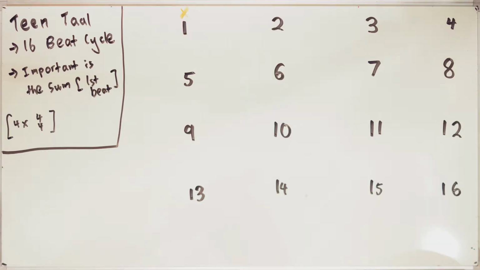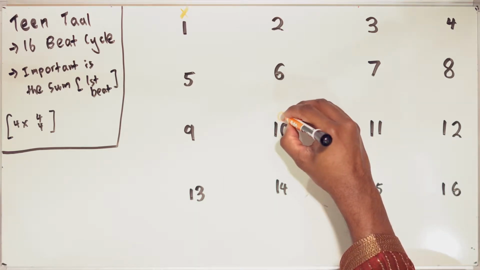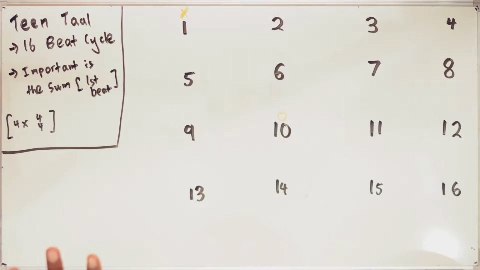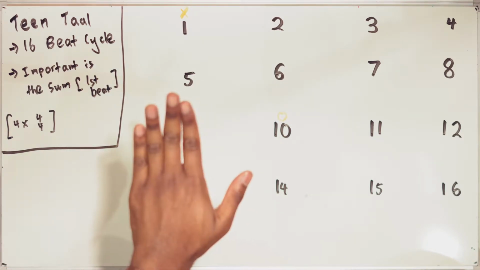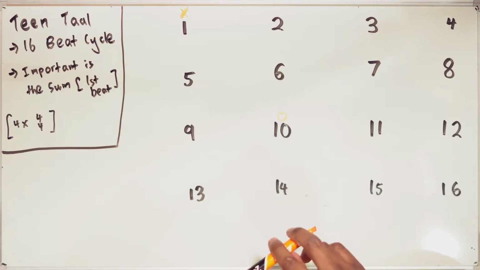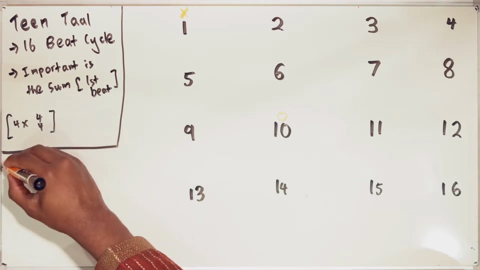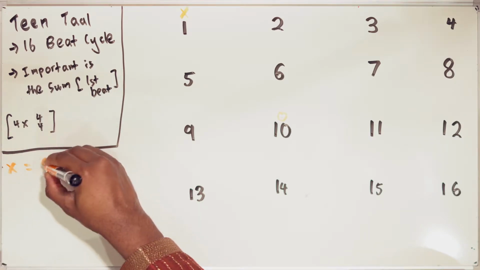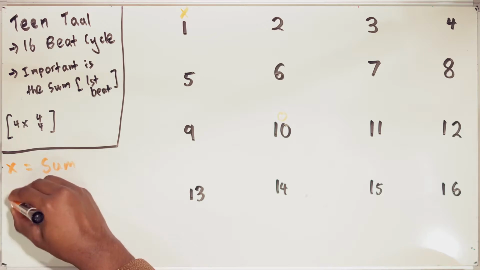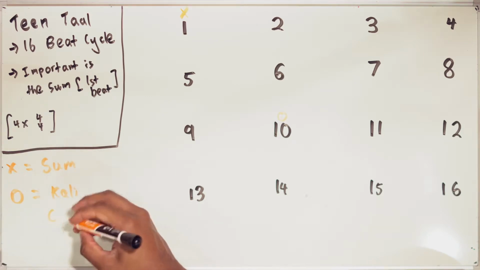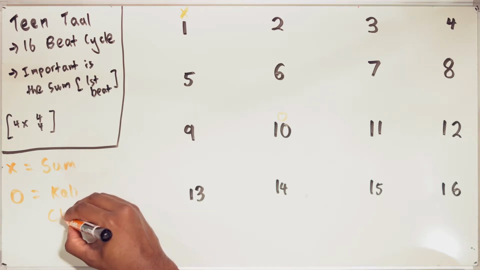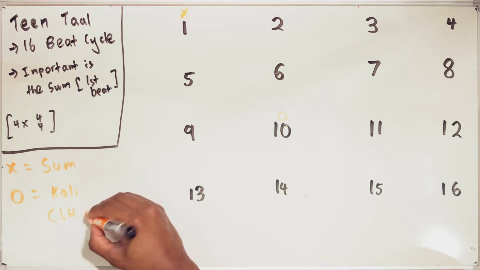And we also mark a special sign, an O on top. That basically means it's when we open the sound of the bayan. Basically the left hand, rather than playing it together, it becomes just open, and it's mostly the right hand side. So I'll write this again. The X is sum, O is kali, it's when the left hand is closed.